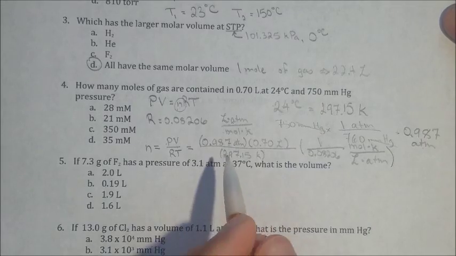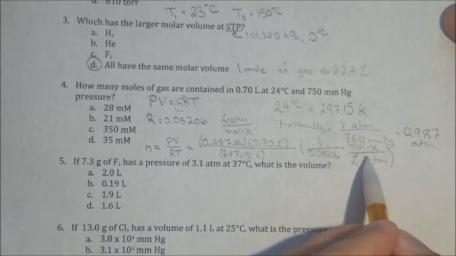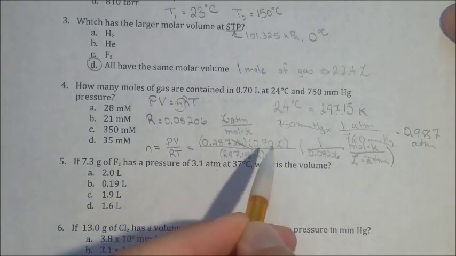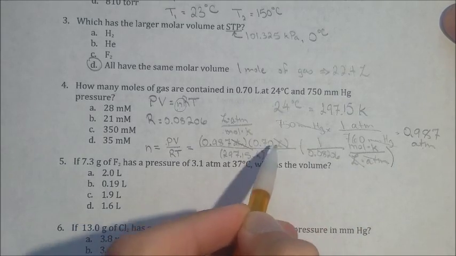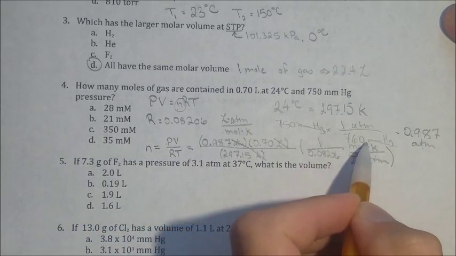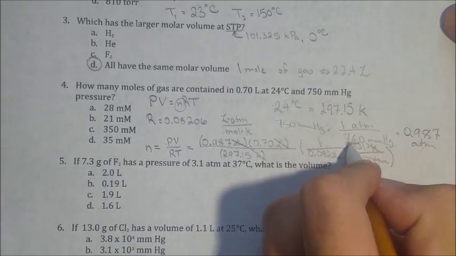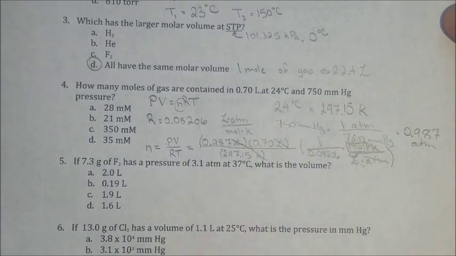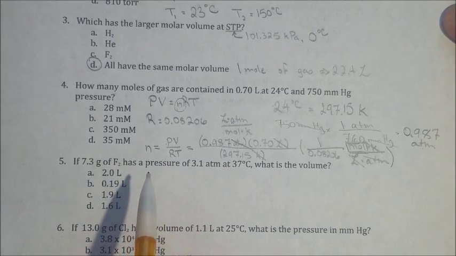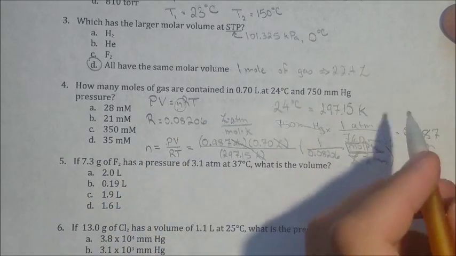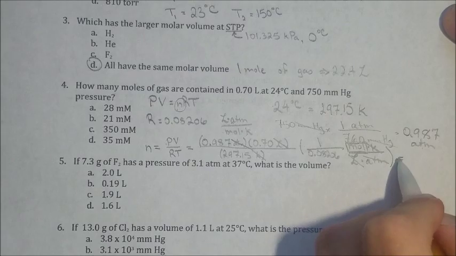And now what I'm showing here is that I can cancel units. Atmospheres cancel, liters cancel, and Kelvin cancel. And what are we left with? Moles. Right here, moles. So this matches our units for n, because n is going to be in moles.